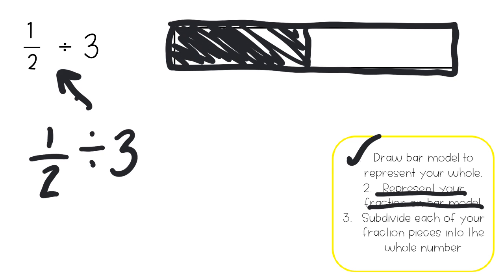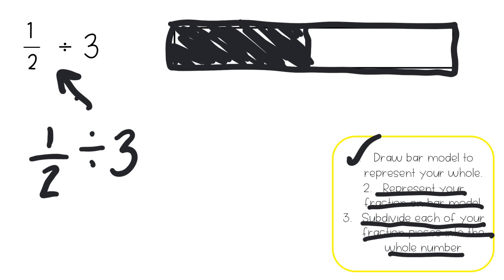Shade in my 1/2. Okay, that's how much I have. I have 1/2 of it. Then it says subdivide each of your fraction pieces into your whole number. So I'm going to change colors. This is my whole number. I need to subdivide each of these into thirds.